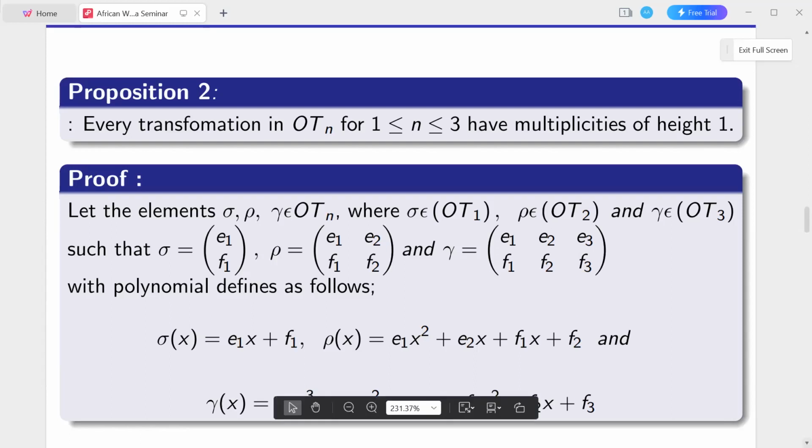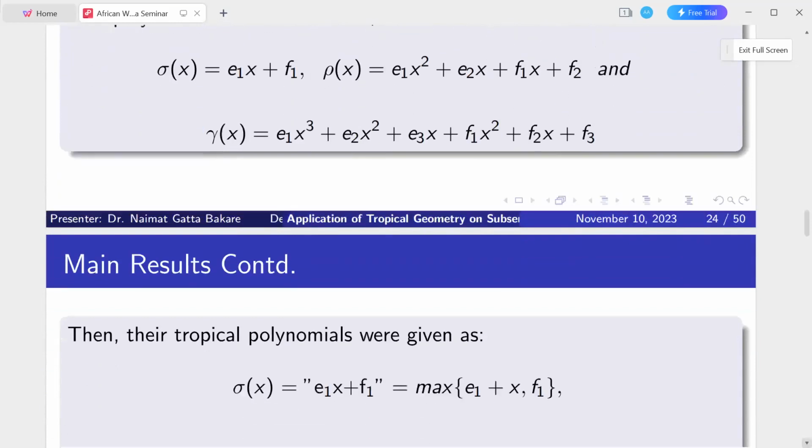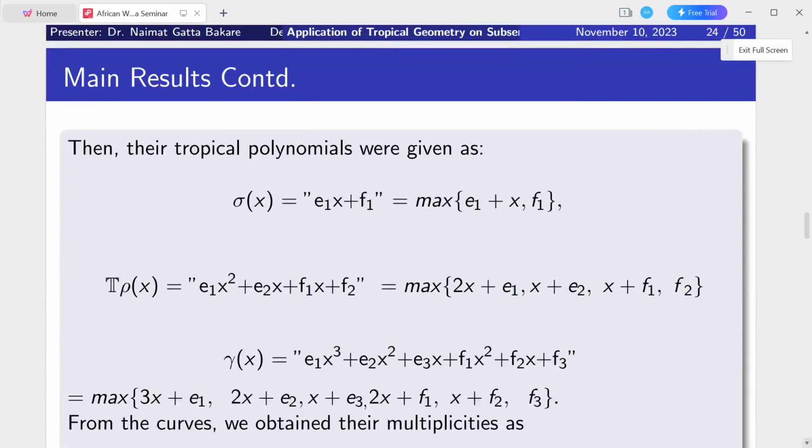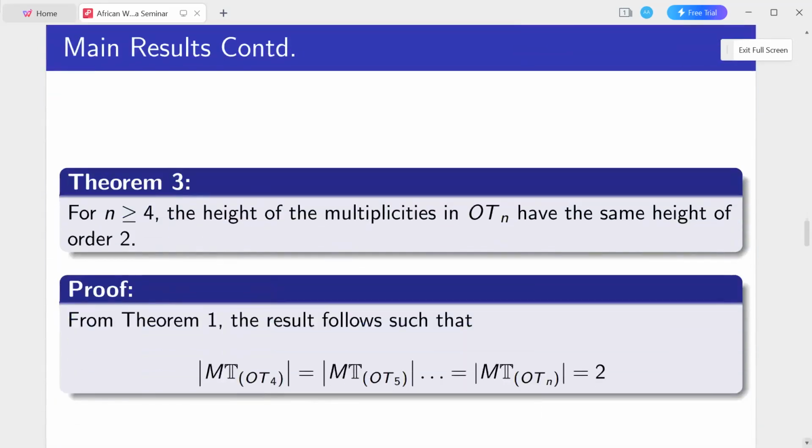So we justify this result also. This is the proof. After our proof, we equally go by example to validate our results. Now, this is our third result, which is theorem 3. The result we obtain says that for n greater than 4, that is when you are still considering the order preserving full transformation, the multiplicity has the same height of order 2.